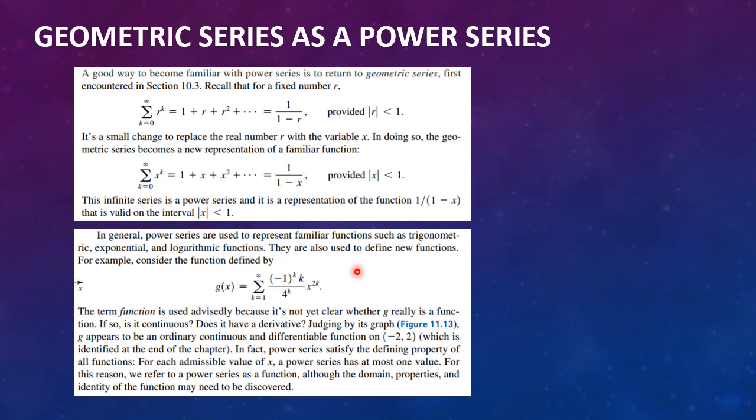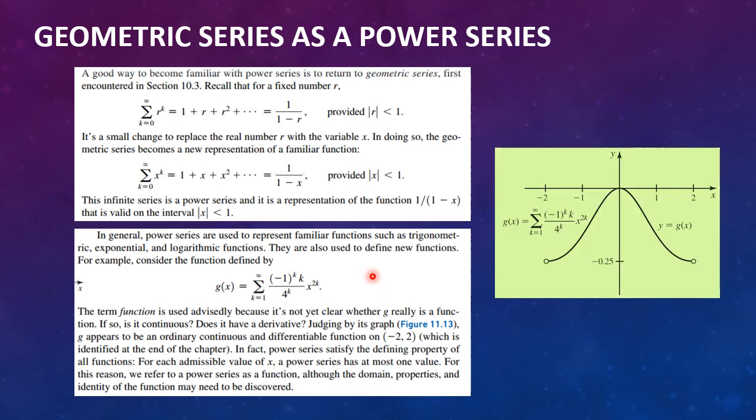The term function is used advisedly because it's not yet clear whether this is actually a function. If so, is it continuous? Does it have a derivative? Judging by its graph here, shown to the right, it does appear to be an ordinary continuous and differentiable function on the interval negative 2 to 2, which is identified at the end of the chapter.